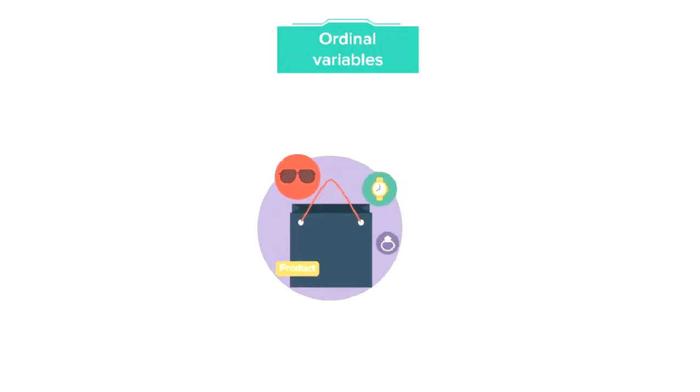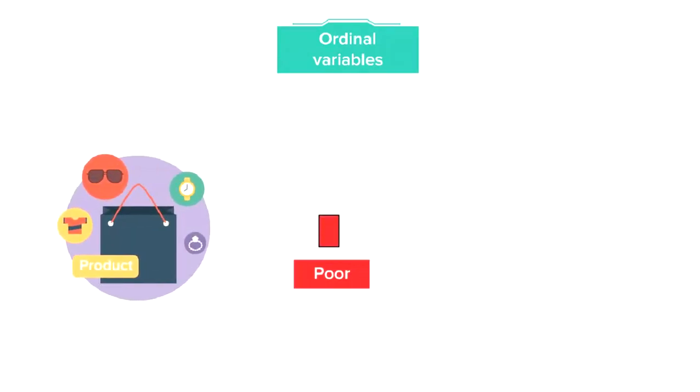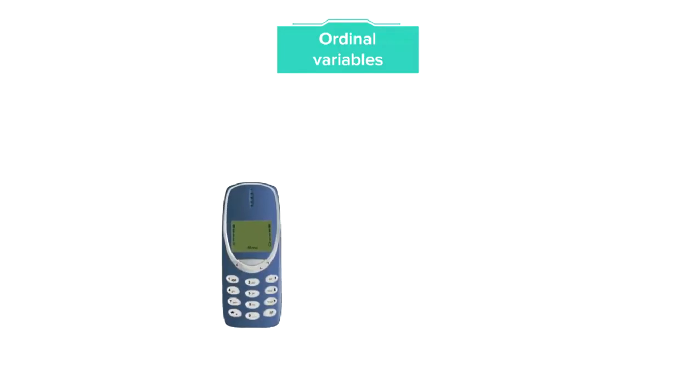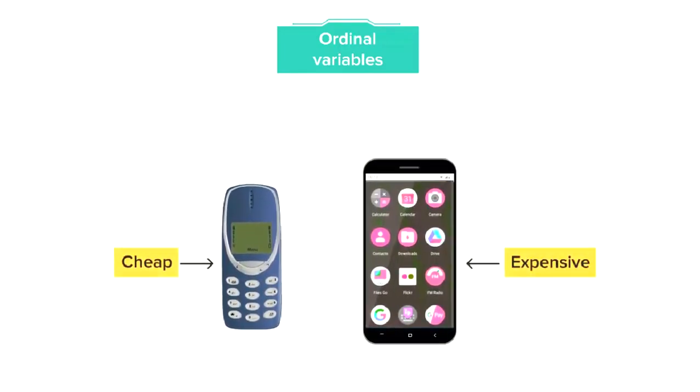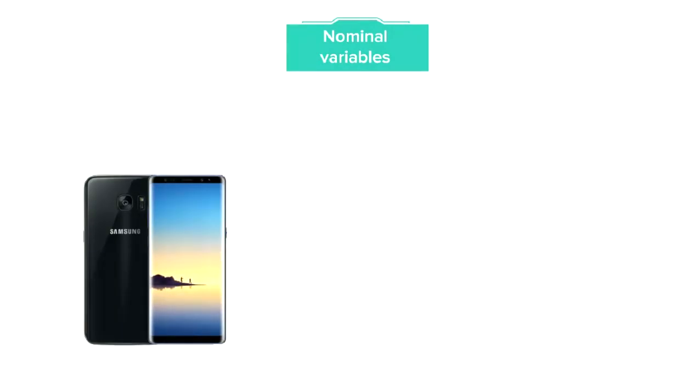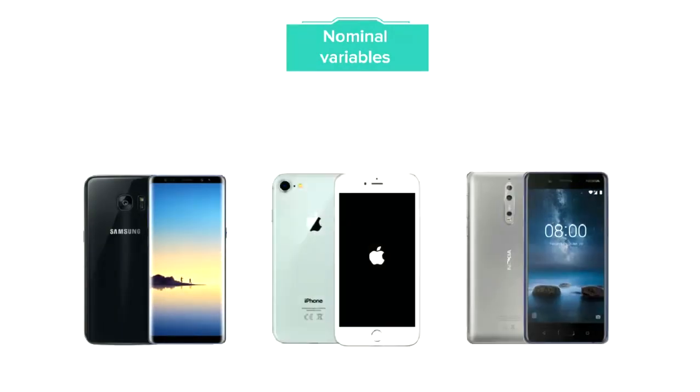For example, the rating of a product when we express it in terms of poor, average, good. We know good is greater than average, which is greater than poor. Similarly, if the price of phone is expressed as cheap or expensive, we know that expensive is greater than cheap and so on. Nominal variables are those categorical variables which cannot be logically ranked based on their values. Color of your phone, such as black or white or silver, its brand, such as Samsung, Apple or Nokia, etc.